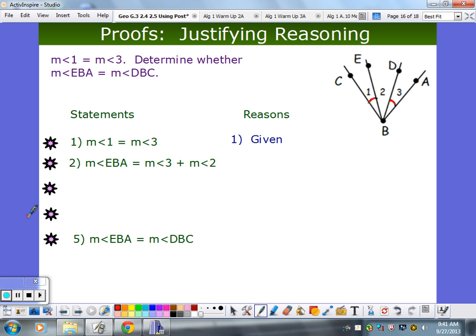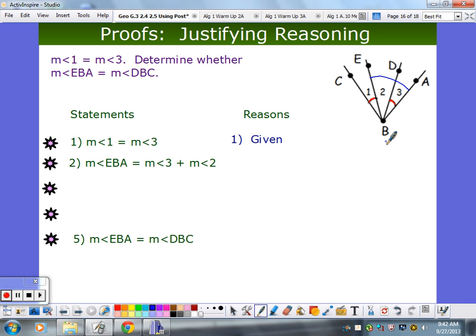So I've got the measure of angle EVA equals the measure of angle 3 plus the measure of angle 2. Go to the diagram and figure out why I'm allowed to say EVA, this whole big thing, equals the measure of angle 3 plus the measure of angle 2. How come I can say that? Why can I say that? 2 and 3 equal the whole thing.